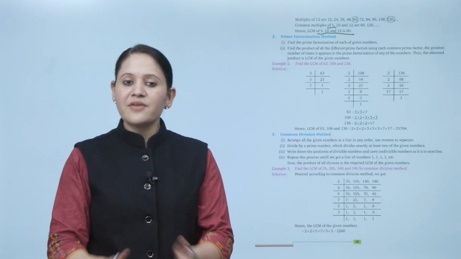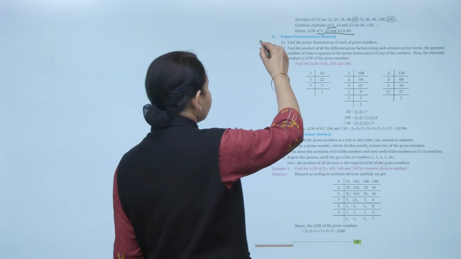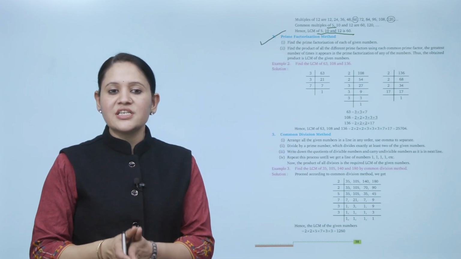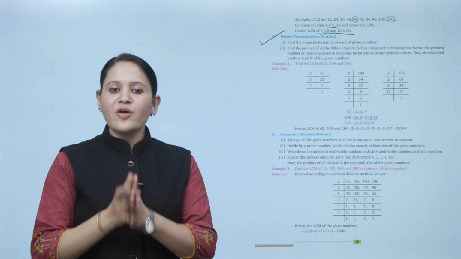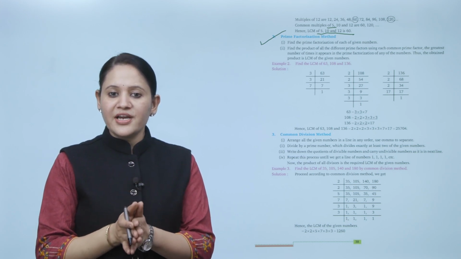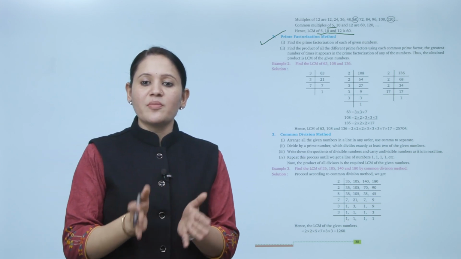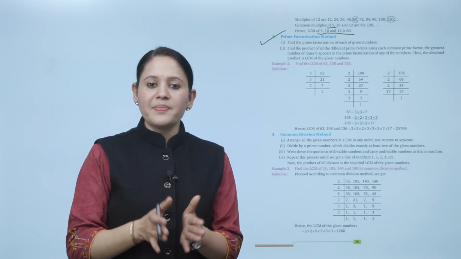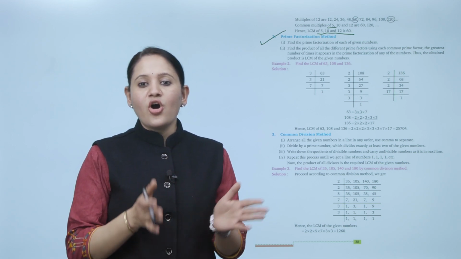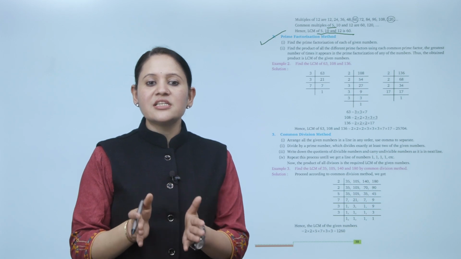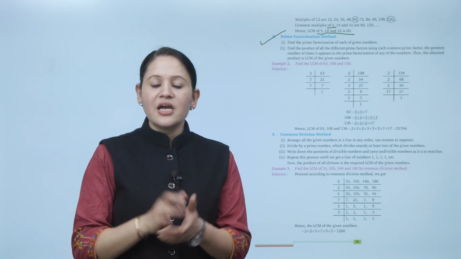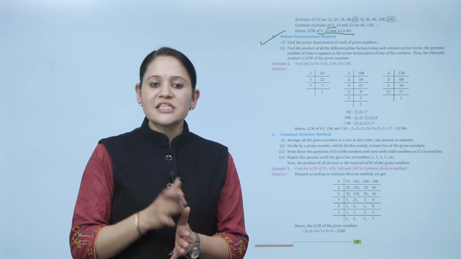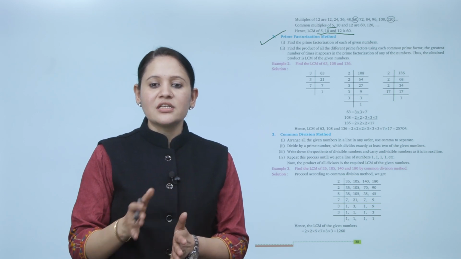Clear? Next is the prime factorization method. Find the prime factorization of each given number. Find the product of all different prime factors, using each common prime factor the greatest number of times it appears in the prime factorization of any of the numbers. The obtained product is the LCM of the given numbers. For example, find the LCM of 63, 108 and 136.